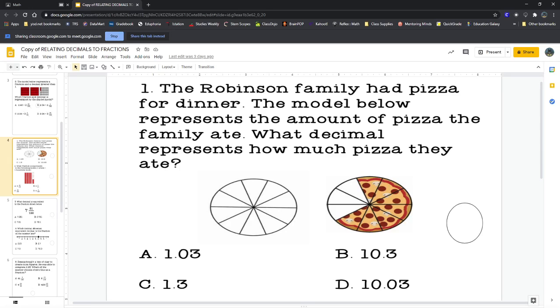The Robinson family had pizza for dinner. The model below represents the amount of pizza the family ate. Oh, yes, Ezekiel. I don't see it. Sorry about that.